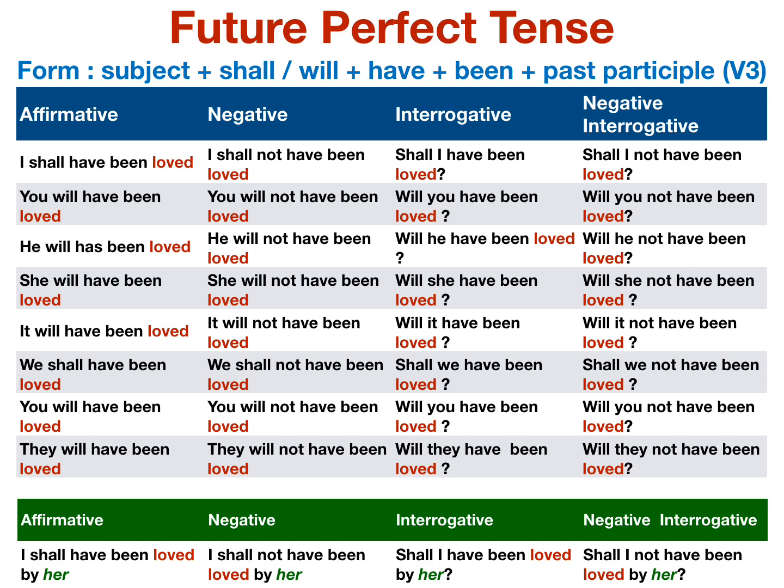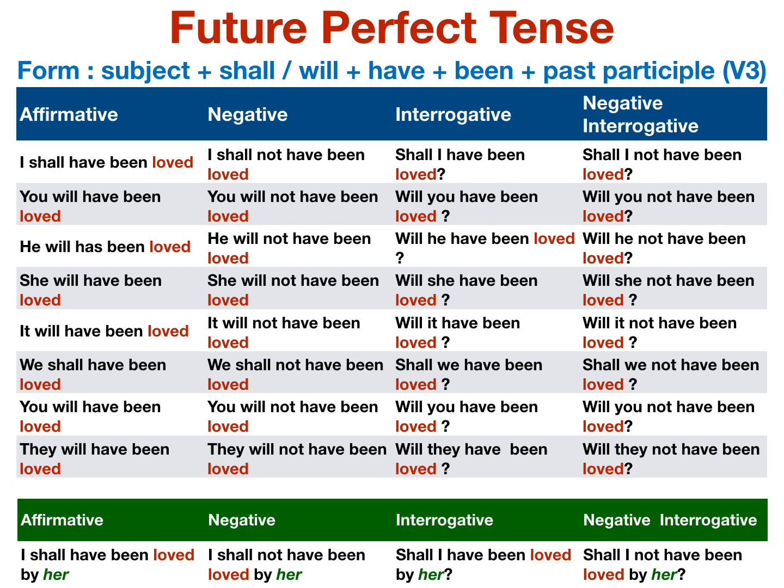He will have been loved. He will not have been loved. Will he have been loved? Will he not have been loved? She will have been loved. She will not have been loved. Will she have been loved? Will she not have been loved? It will have been loved. It will not have been loved. Will it have been loved? Will it not have been loved?